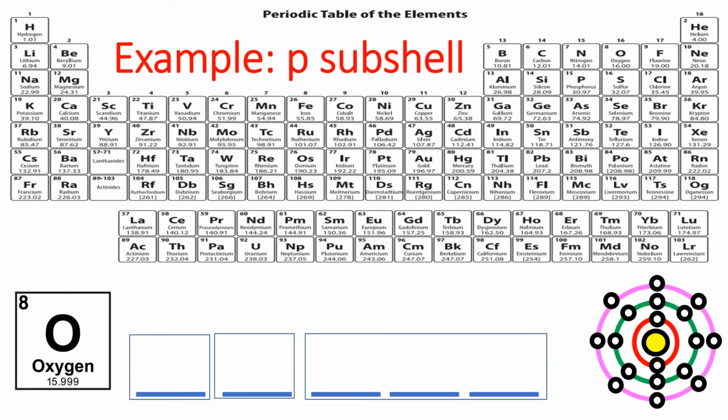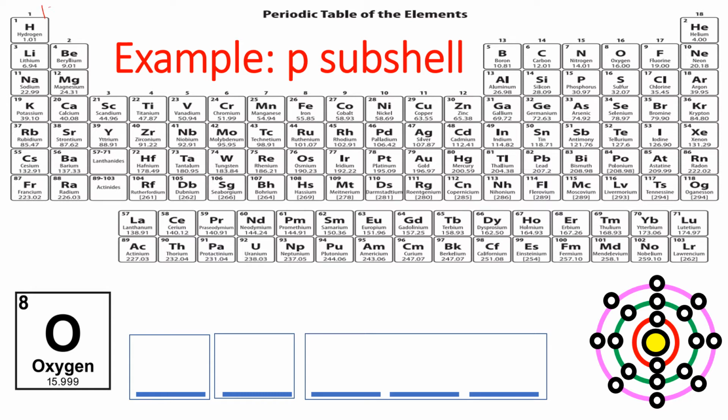Now, let's look at your p subshell. Our example here is your oxygen. Remember that your group 3, group 4, group 5, group 6, group 7, and group 8 are your p subshells. So how do we write the electron configuration for this element? We have to continue; we don't jump to the p subshell. We have to complete first.